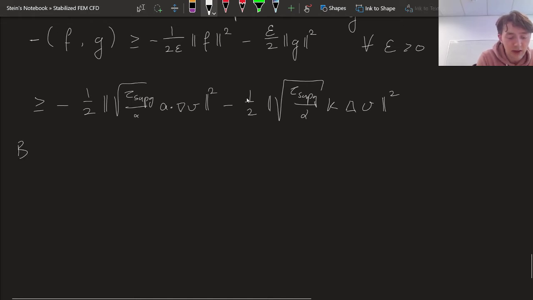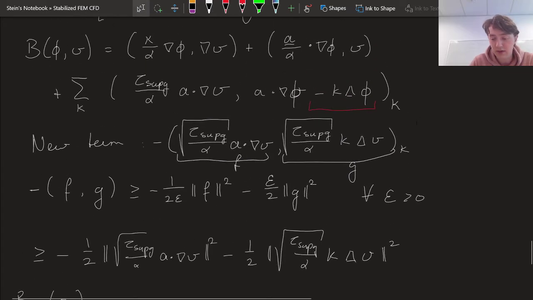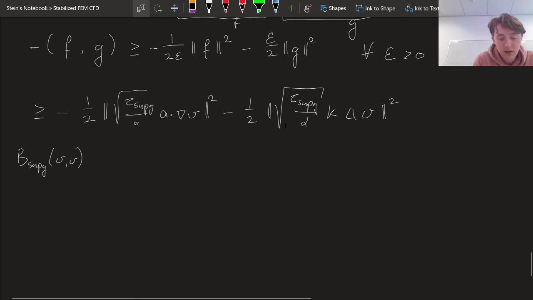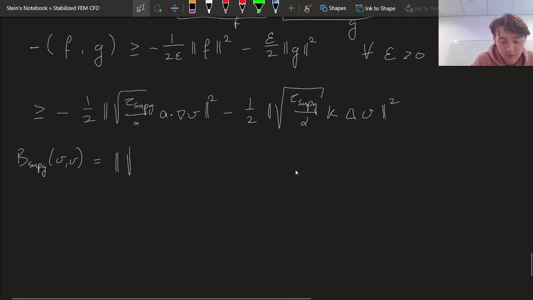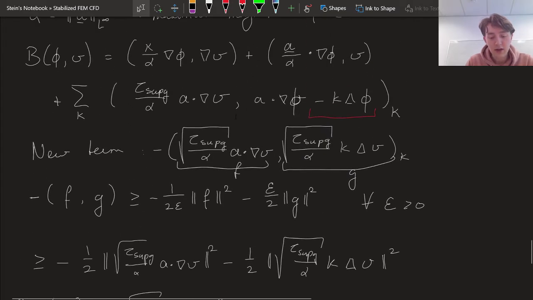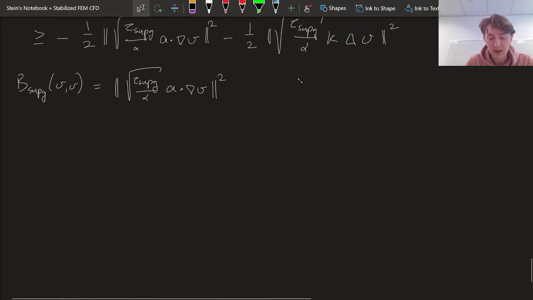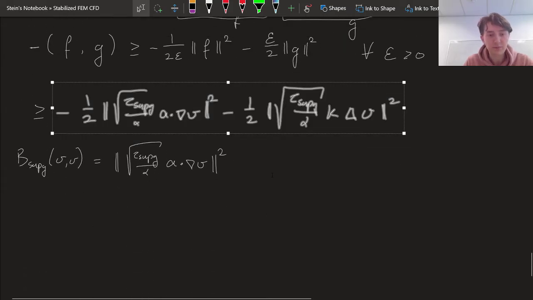So then the B SUPG, let me call it like that, V comma V. That would just be this term, right? This bilinear form term. It's going to be equal to the sum over K. No, let's not worry about that yet. Firstly, we have tau SUPG divided by alpha, A dot gradient V times A dot gradient V. Secondly, we have this guy multiplied by that guy, and for that one we used Young's inequality. So we have this.